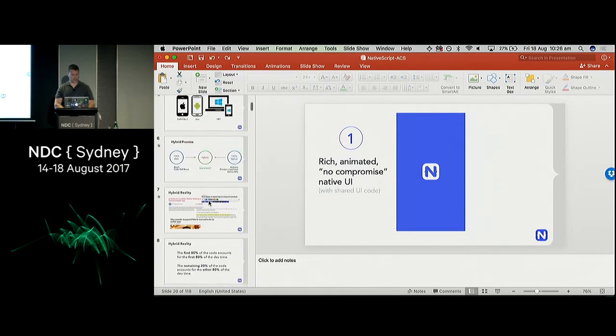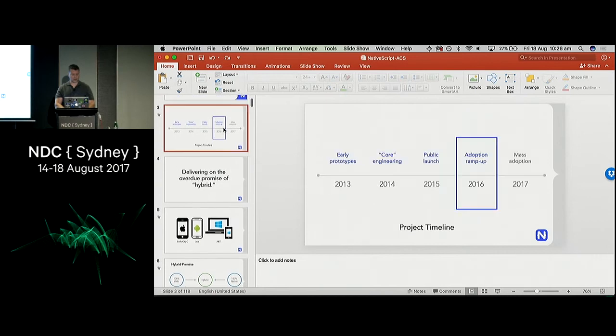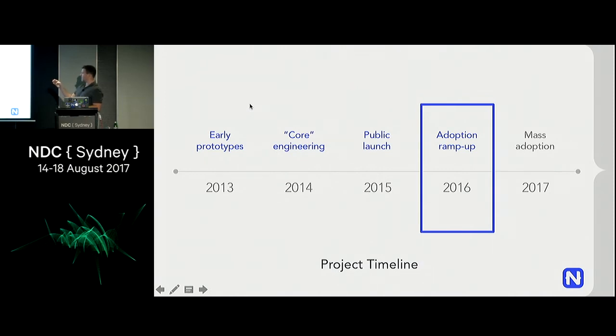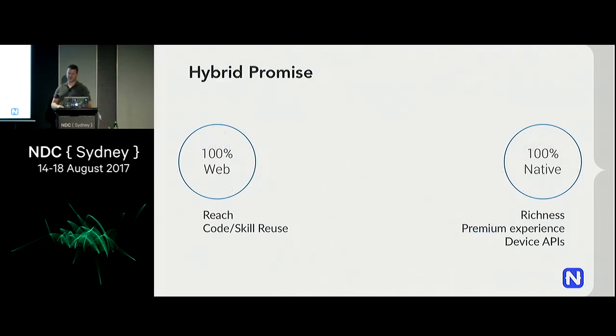So just coming back here, we've had a bit of a long timeline with NativeScript itself. We've been developing NativeScript for quite a while now, and we're currently just past the adoption ramp up, and we're into global dominance now in 2017. So that's our intent. That's part of the actual project guidelines, to have world domination across the board.